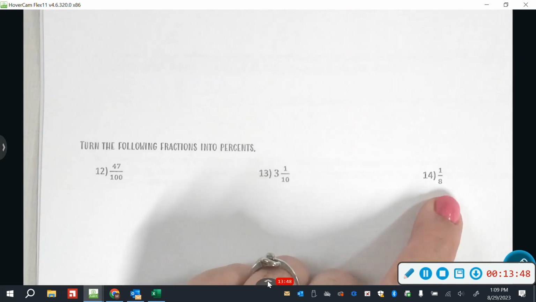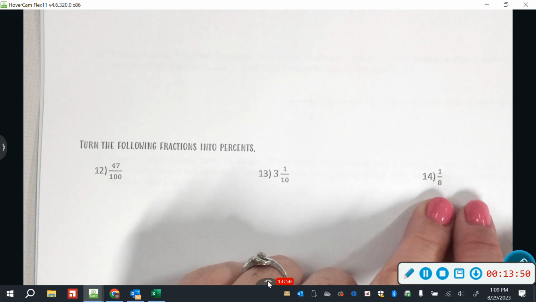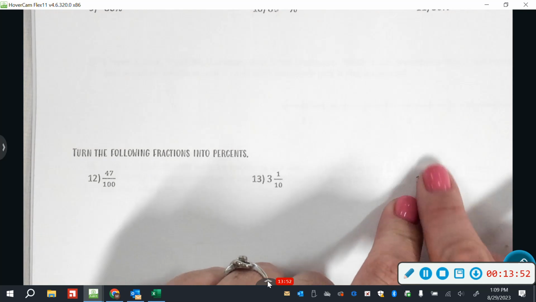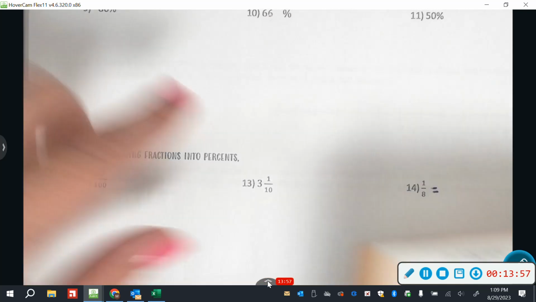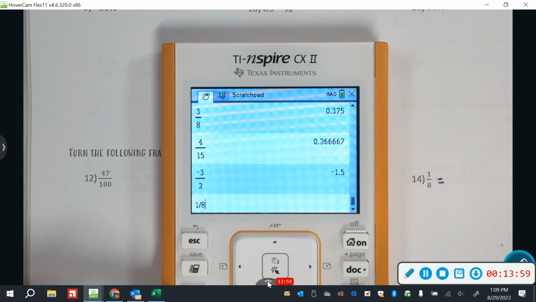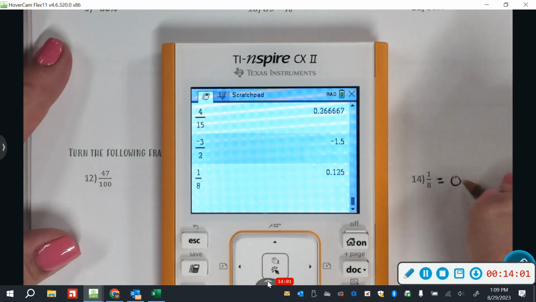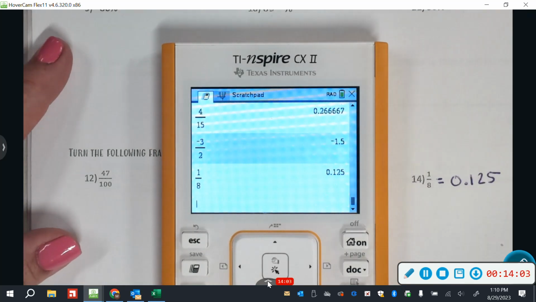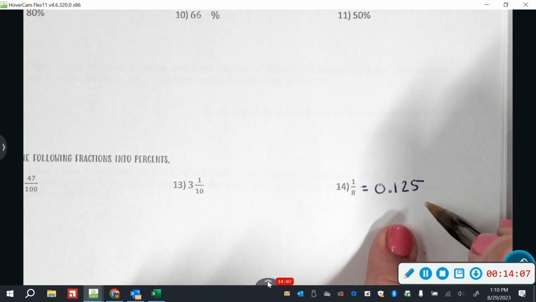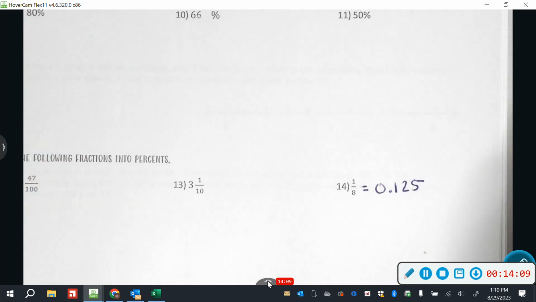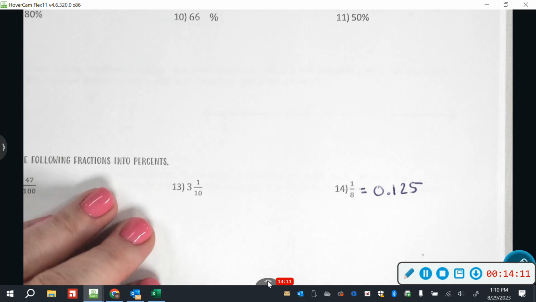Okay, if you look at number 14, because remember, this is turning fractions into percents, and 8 does not go into 100 pretty, so could we just divide this and get our decimal and then move the decimal? So if I do 1/8, I get 0.125. And so now is that my answer? No, you're going to have to move it and turn it into a percent, right? Okay, then flip to the back after you write that down.